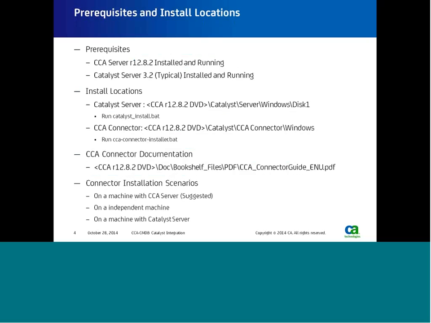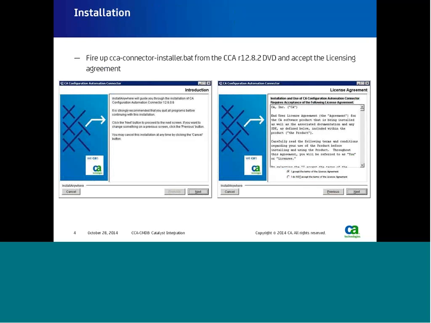Yeah, the prerequisites are: to install a CCA connector, the CCA server needs to be installed and running. To pull the data, the CCA connector requires the CCA server and CCA DB information. In the same way, to publish the data, we require the Catalyst server to be set up.